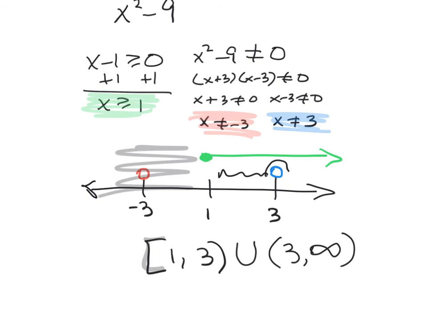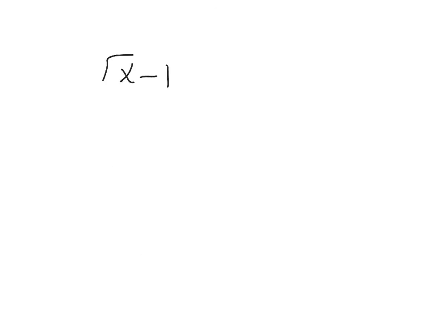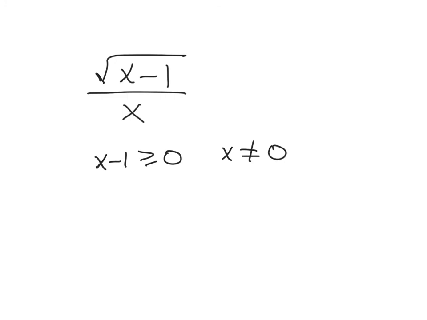Let's try one more. We're going to do x minus 1 under the square root again, and this time just an x in the bottom. So again, when you have a radical in the numerator, take what's underneath there, make it greater than or equal to 0. And for the denominator, no radical, so it just can't equal 0. So then here I'm going to solve. Add 1. X has to be greater than or equal to 1. And x can't equal 0.